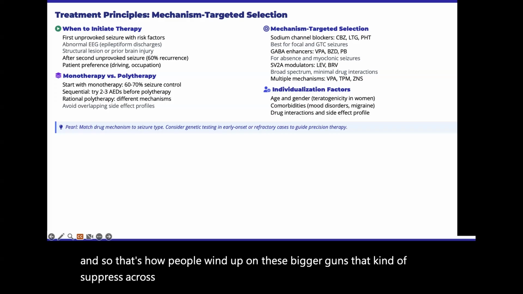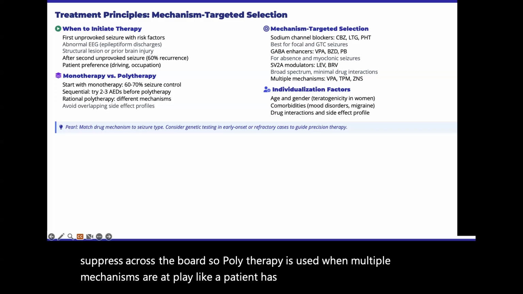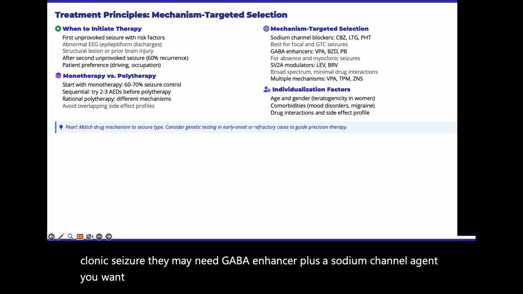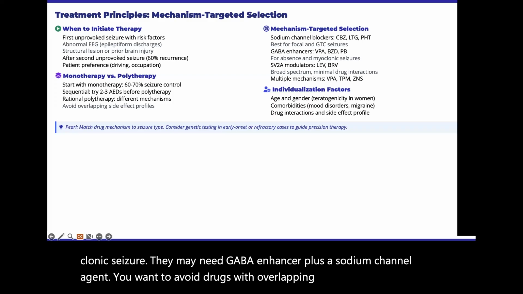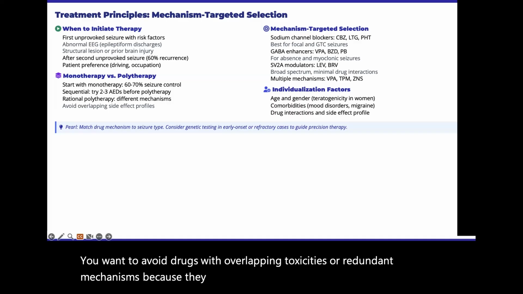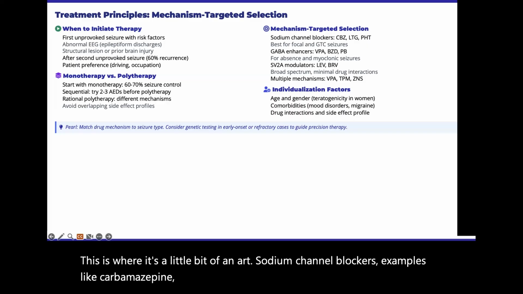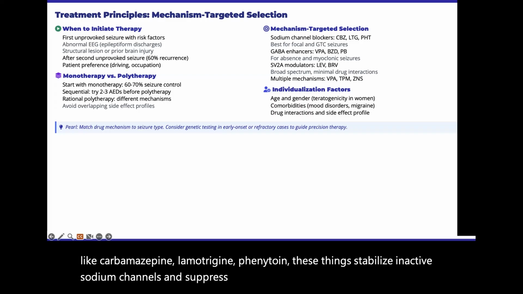Polytherapy is used when multiple mechanisms are at play, like a patient who has a mixed myoclonic plus tonic-clonic seizure. They may need a GABA enhancer plus a sodium channel agent. You want to avoid drugs with overlapping toxicities or redundant mechanisms because they add little value. Now, mechanism and target selection, this is where it's a little bit of an art. Sodium channel blockers, examples like carbamazepine, lamotrigine, phenytoin, stabilize inactive sodium channels and suppress the rapid repetitive firing.